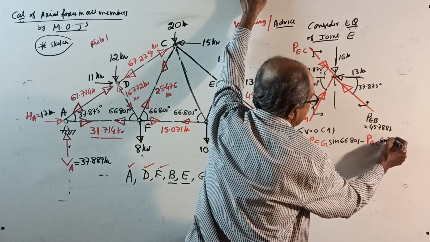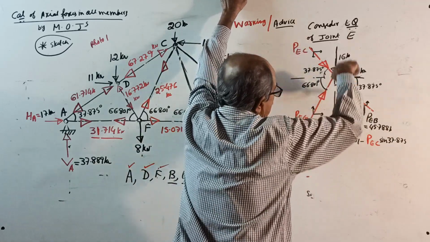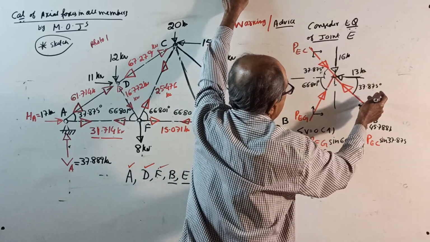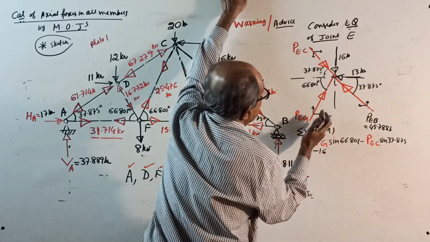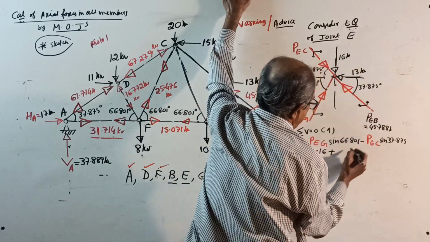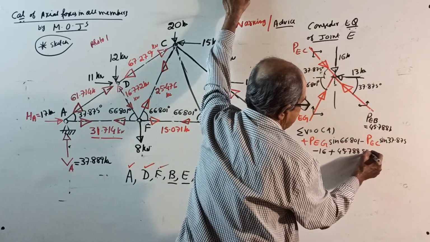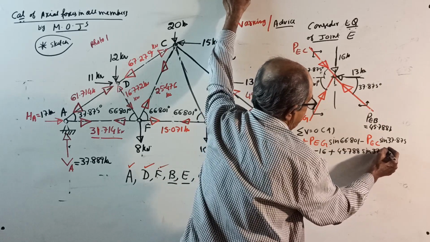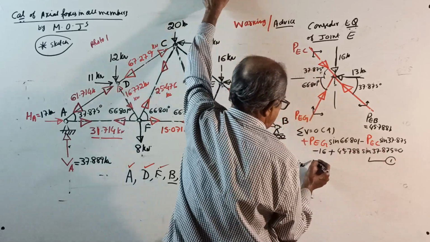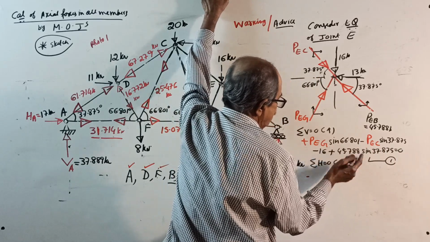sine 37.875, the two unknowns are over, minus 16, then this, plus this one, plus 45.788 sine 37.875 equal to 0, equation number 1. Sigma, this you can solve in calculator directly. You don't have to simplify.